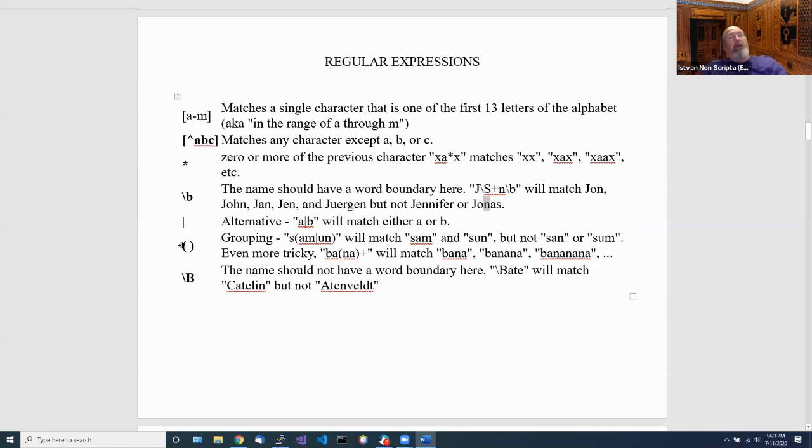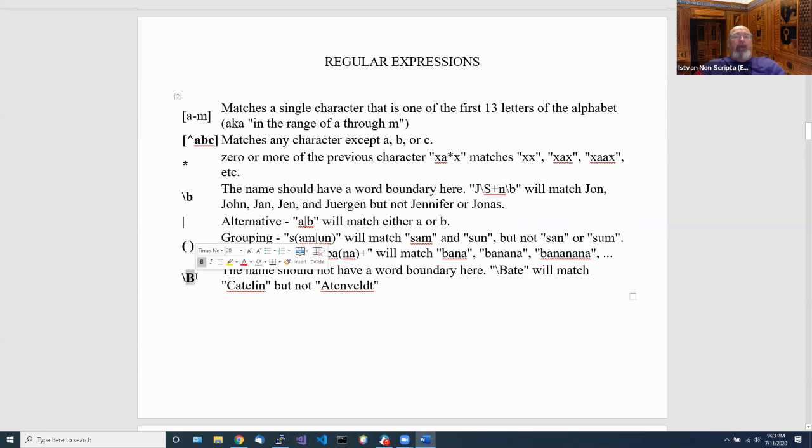So I said I would get to the parentheses. Here are the parentheses. They are for grouping. So if you want Sam or son, you can write it this way if you really want to. It will not match San, it will not match some. Here is the banana, the other way to write the banana. It will match banana, nana, banana, nana, nana, etc. And because of the plus, you can have as many as you want.